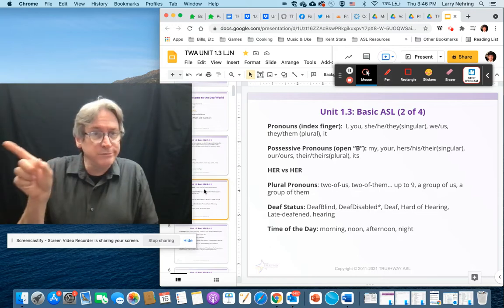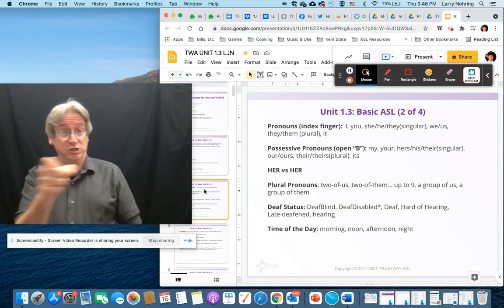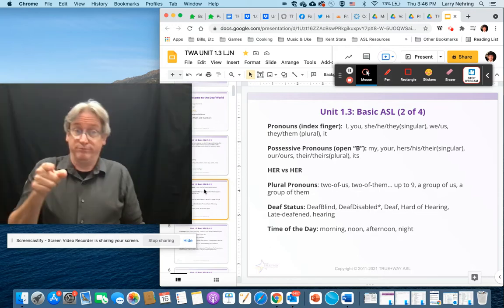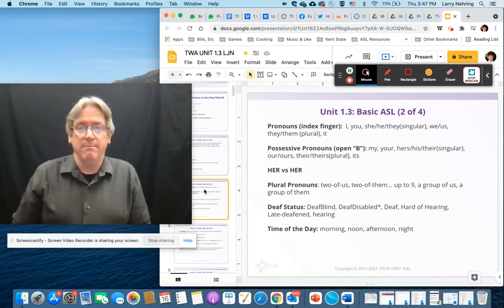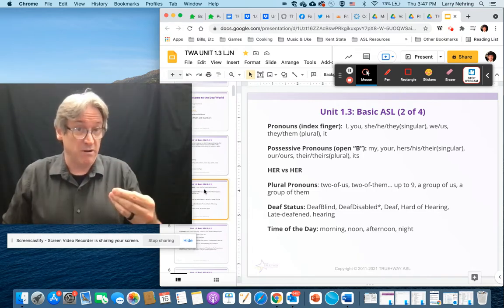Using groups, so far in class we've done a sweep where you're pointing to all the people, or them. We can be more specific and give a number as we sign that.